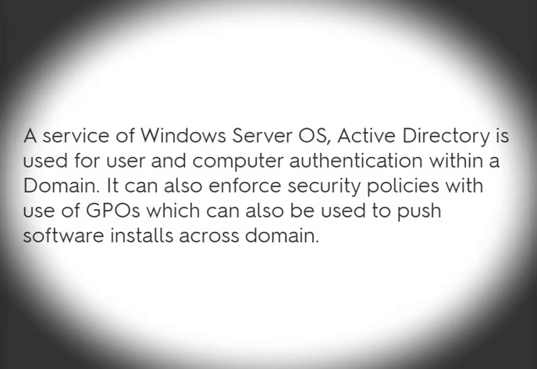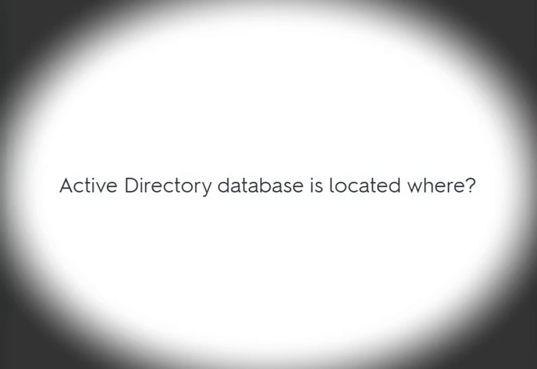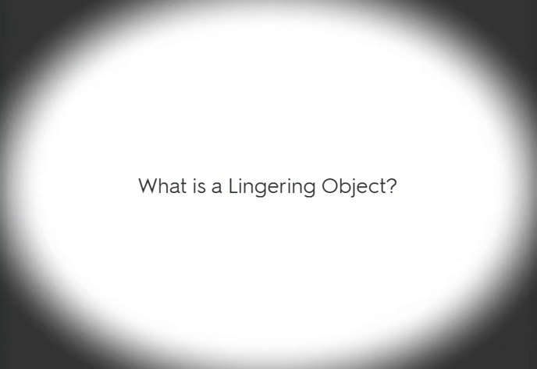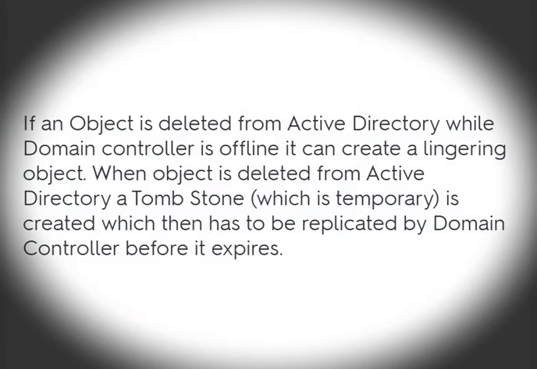Where is the Active Directory database located? The database is under the file name ntds.dit and it is located in the %SystemRoot%\NTDS folder of the server. What is a lingering object? If an object is deleted from Active Directory while a domain controller is offline, it can create a lingering object. When an object is deleted from Active Directory, a tombstone is created which then has to be replicated by the domain controller before it expires. What is RAID?